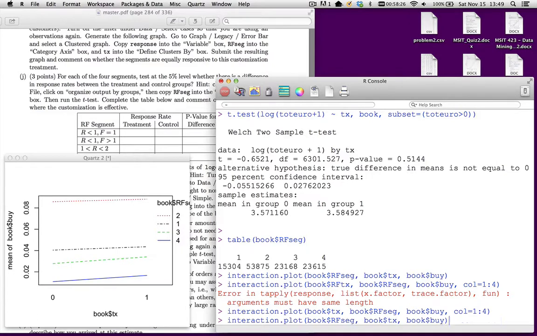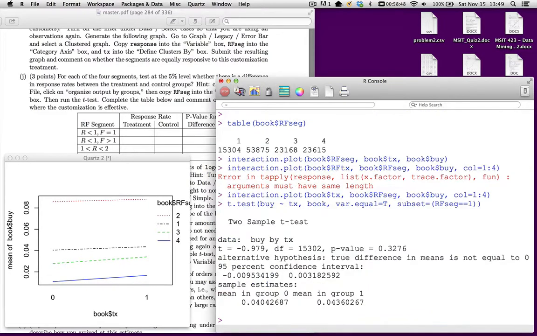So I'm going to go rerun that first t-test. Let's go bring up that first t-test again. So here's that t-test. And I'm going to add a subset command. So subset equals rfseg equals 1. So equals 1 is a comparison, a logical equals. This is just going to be on that first segment. And the answer is the p-value is greater than 0.05, so I don't have any evidence to say that this customization affects the first segment's response rate at all.